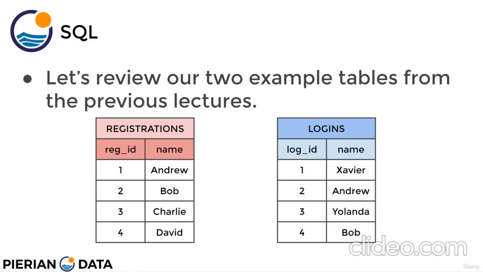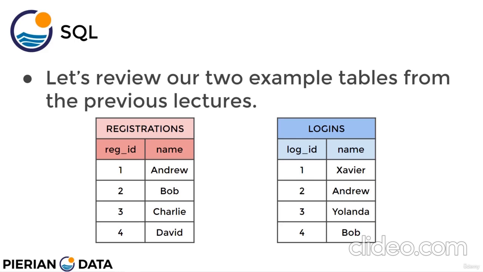Now let's review the two example tables from the previous lecture series on inner joins. Recall we have these registrations tables and this logins table, where we have people registering for a conference, and then depending on whether or not they showed up or if they registered, we have them log in on site. Here we have Andrew, Bob, Charlie, and David, or A, B, C, D. They registered. Logins, Andrew and Bob show up.